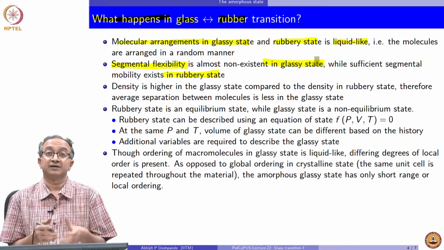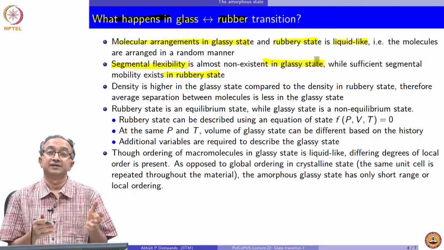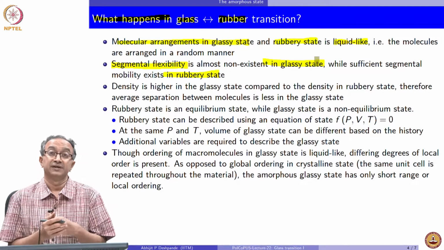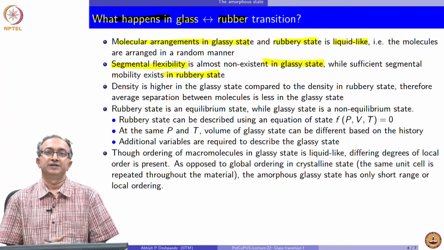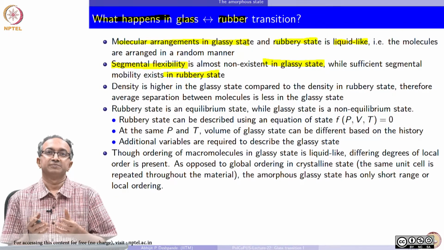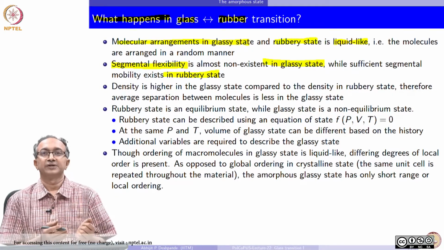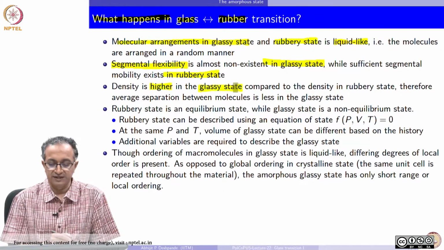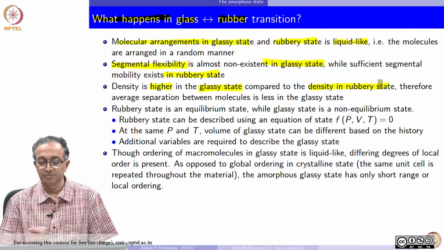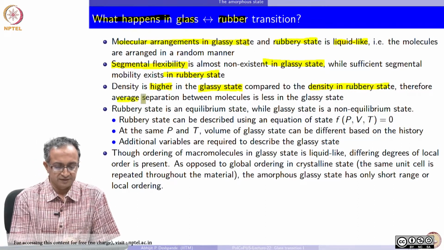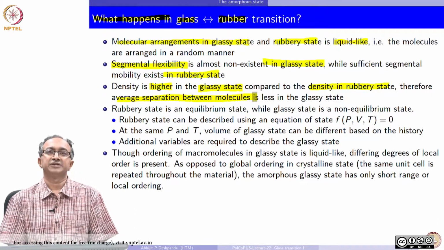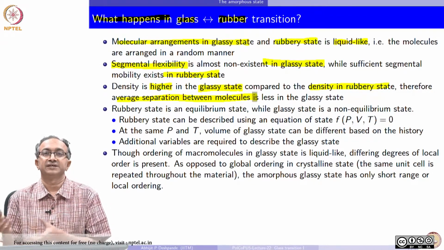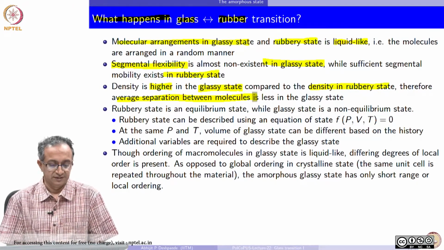Because we are at a lower temperature in the glassy state, the specific volume, or volume per unit mass, is lower. The volume of the polymer system will start becoming lower and lower as the temperature decreases, so density is higher and higher. The density is higher in the glassy state compared to the rubbery state. That can also be seen in a molecular picture: the separation between molecules is higher in the rubbery state as opposed to the glassy state.